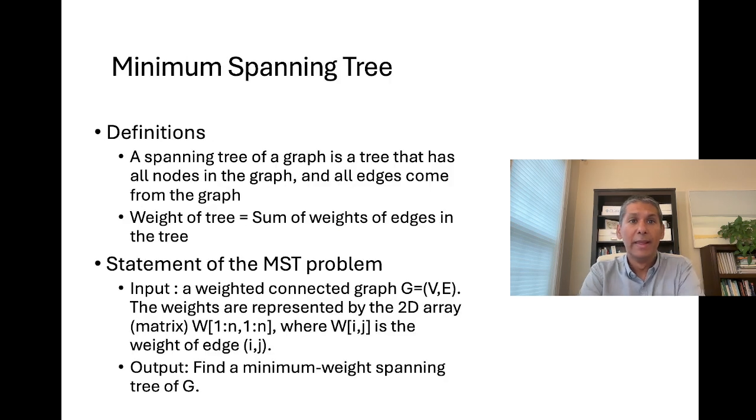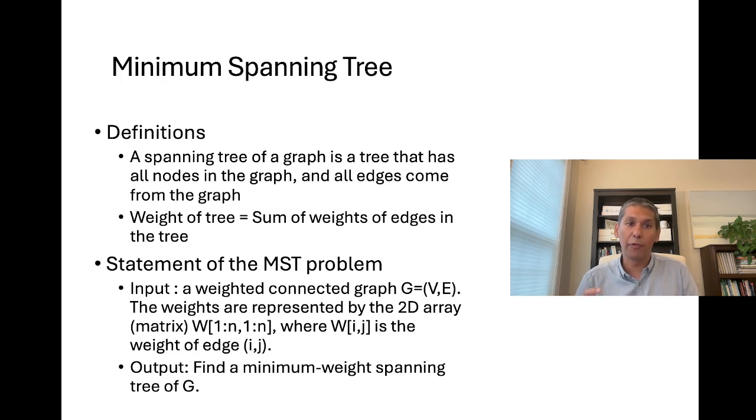Okay. So what is the problem we're trying to solve? We are given a graph. The graph is undirected, but it's weighted. So all the edges have a weight. And we want to find a spanning tree. That means the tree that spans all the nodes in the graph. So it's not just limited to one part of the graph, but it spans the entire graph.